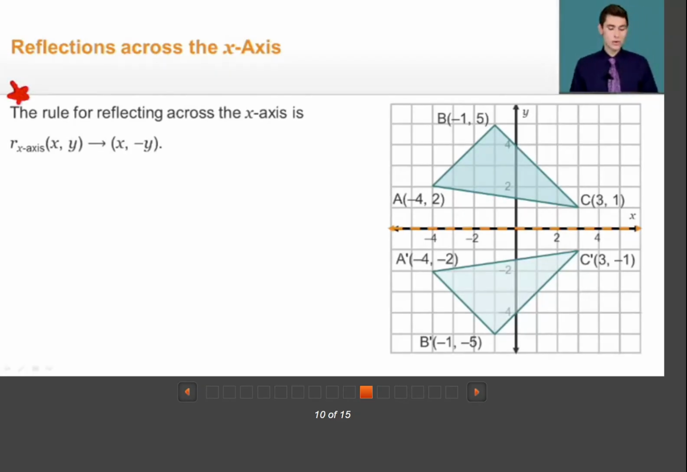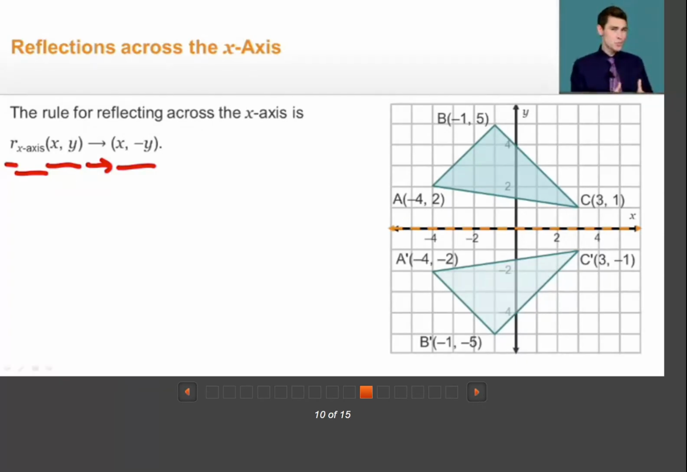The rule for reflecting across the x-axis is this. Begin with a lowercase r that represents a reflection, and then a subscript x-axis that tells us what the line of reflection is. That's followed by a coordinate pair. This represents the input, or in this case, the pre-image point. This arrow means maps to, and then it shows the output, another coordinate pair. In this case, it's going to be the image point.